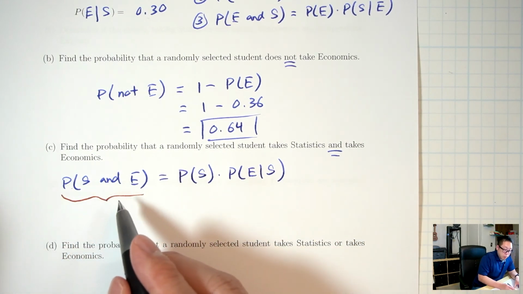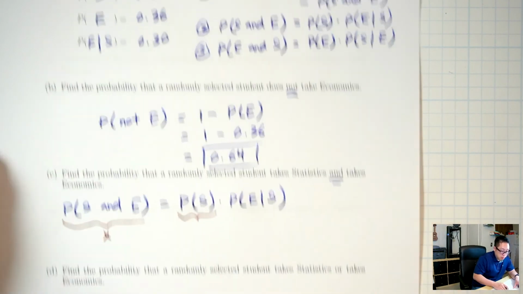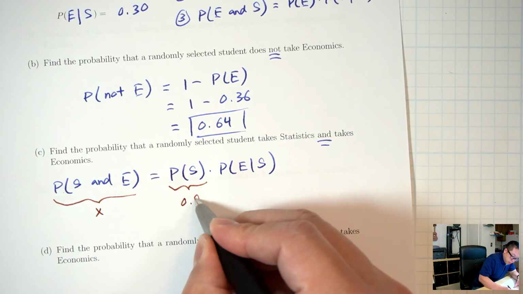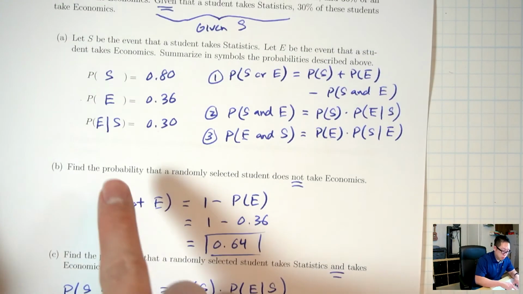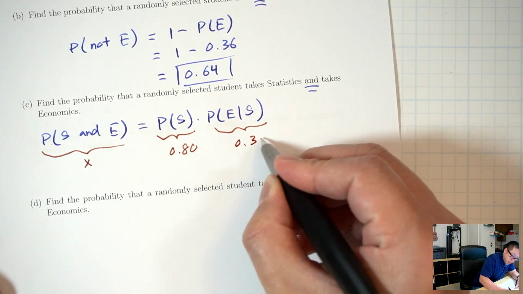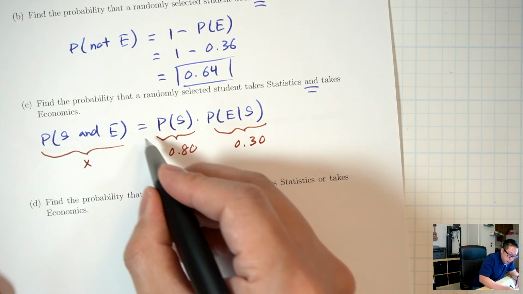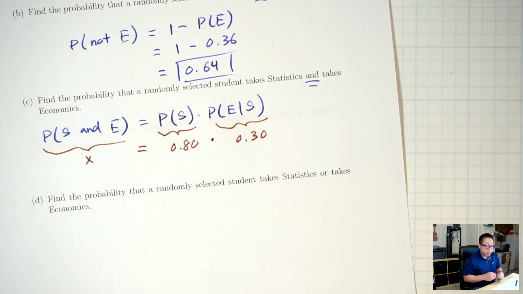S and E, that's what I'm looking for. So let's call that X. Probability of S, 0.80. Probability of E given S, 0.30. And then fill in the symbols. Right here is an equals. Right here is a multiplication. And then get the X by itself.